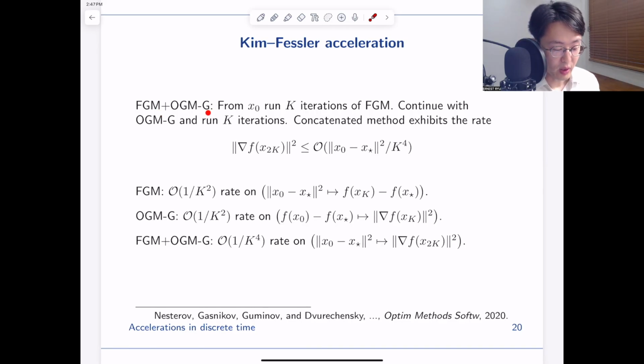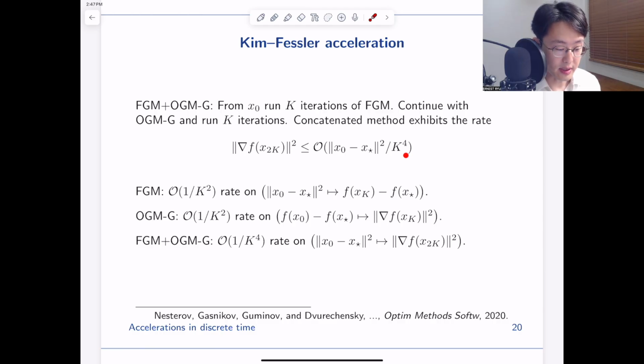Here's the strategy. We take a starting point and execute k iterations of Nesterov's fast gradient method, which will return an output. We take that output and feed it into the Kim-Fessler OGMG as the starting point, and then we run k additional iterations. So we run 2k iterations in total. Now, this concatenated method will exhibit a 1 over k quad convergence rate.